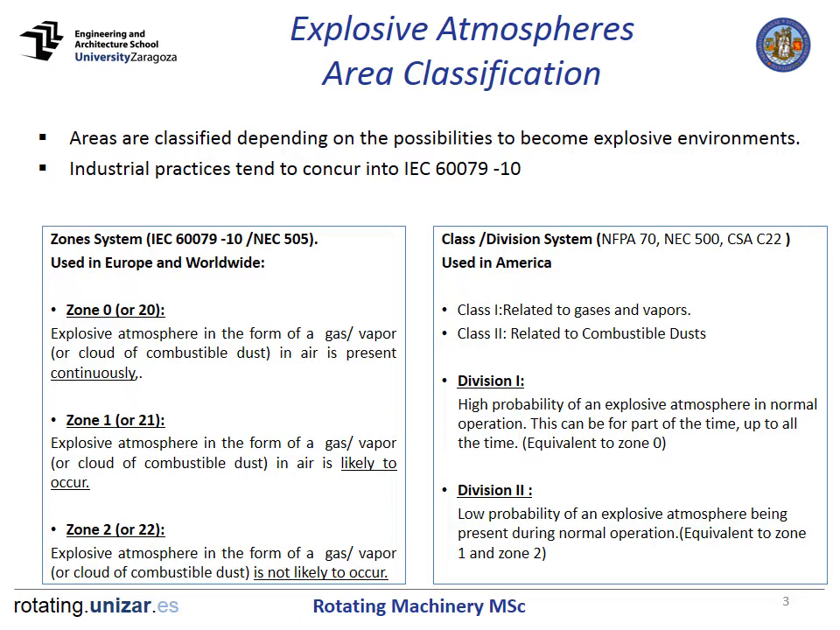This can be part of the time or all the time. It's equivalent to Zone 0. Division 2 is a place where there is a low probability of an explosive atmosphere being present during normal operation. It would be equivalent to Zone 1 and Zone 2.